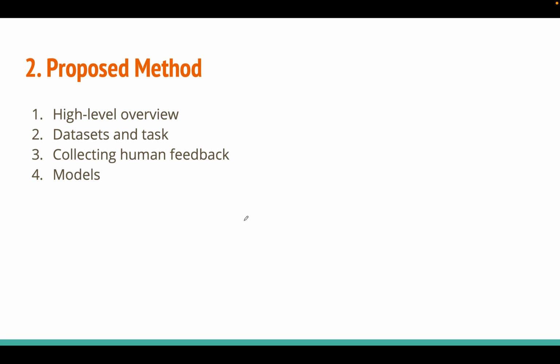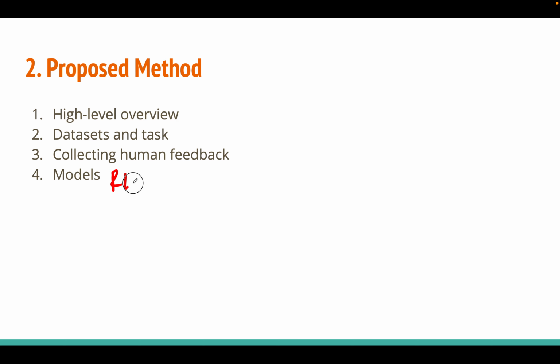Okay, now let's understand the proposed approach in detail. We'll split this into four different sections. First, we'll understand the high-level overview of this paper, so basically the approach. Then we will see the dataset and the task at hand, then we'll see how the human feedback collection works, and finally we'll see the models. The models section is a very interesting section.